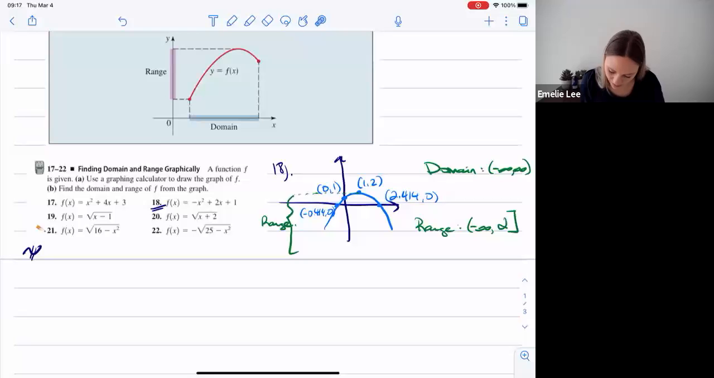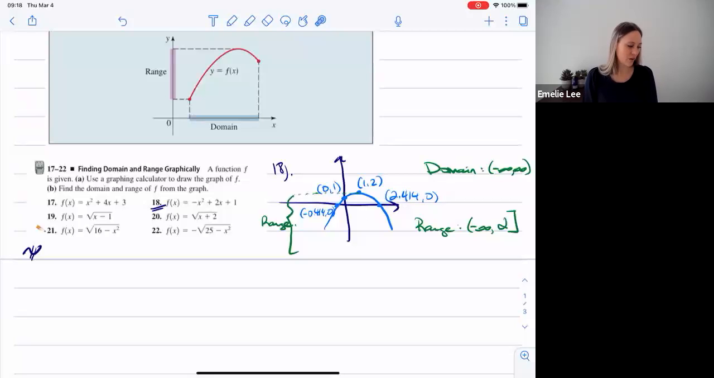The 2 here, because this is when x is 1, y is 2. And so 2 is the maximum y value here. And so it's going from negative infinity up until 2, including 2, and then it's less than 2 again. So then we say that the range is all the values from negative infinity up to 2 and including 2.